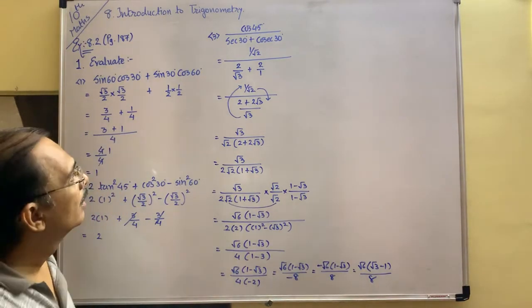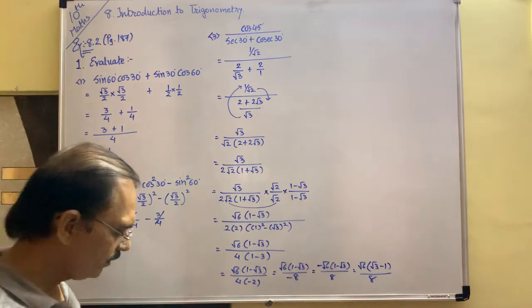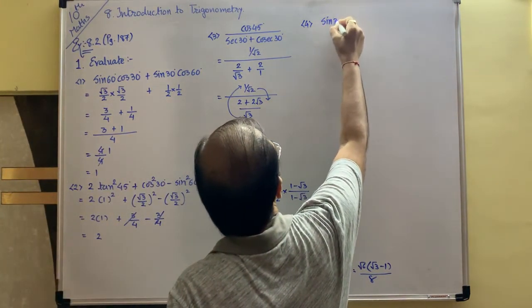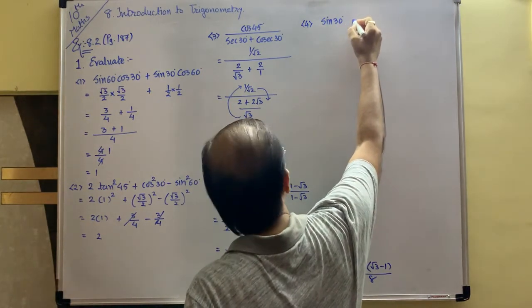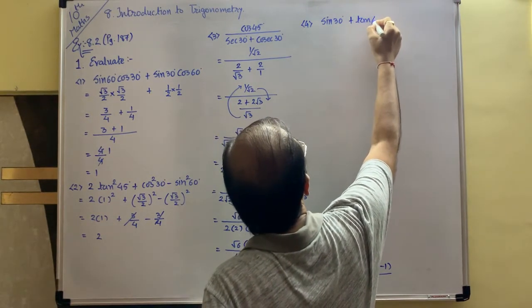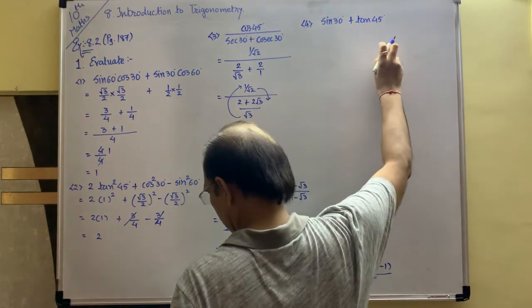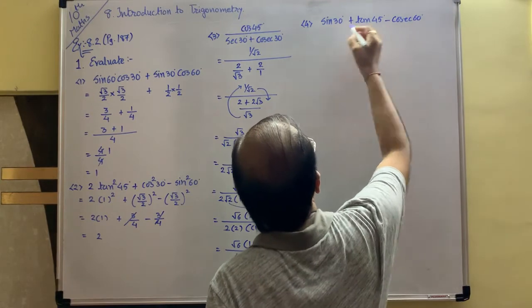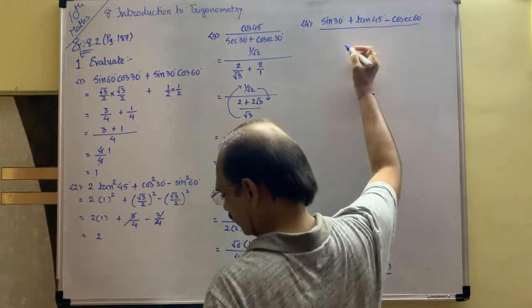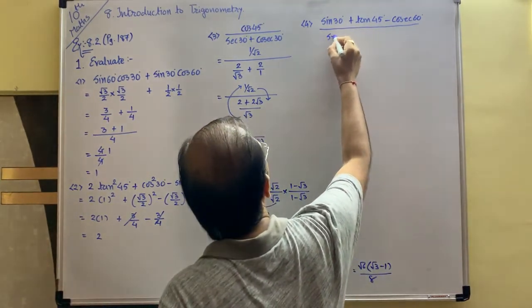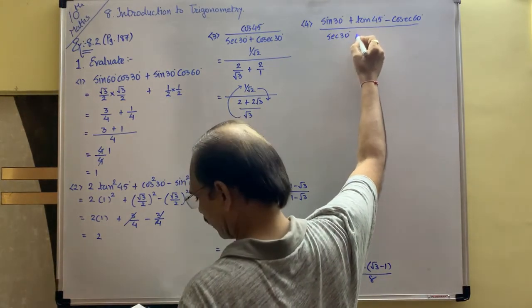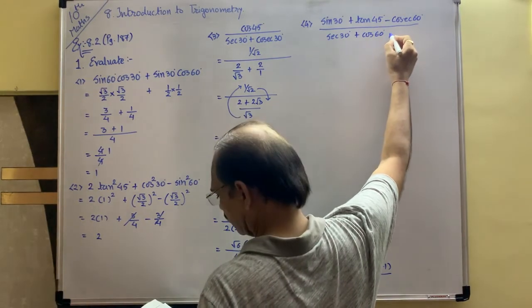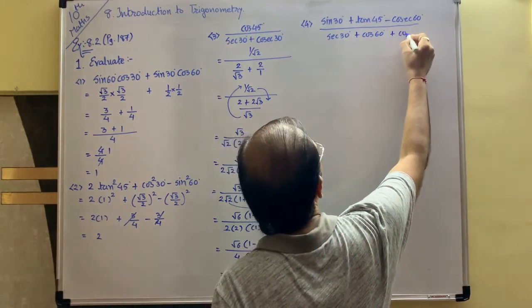Now number 4, sin 30 plus tan 45 minus cosec 60, divided by sec 30 plus cos 60 plus cot 45.